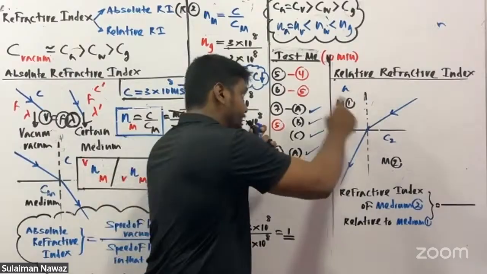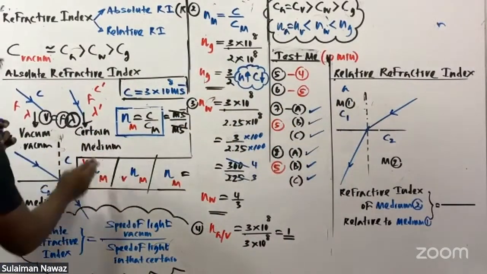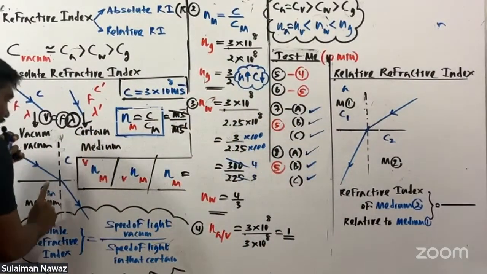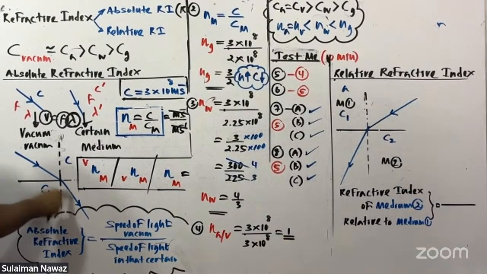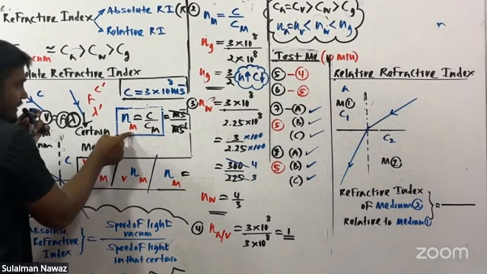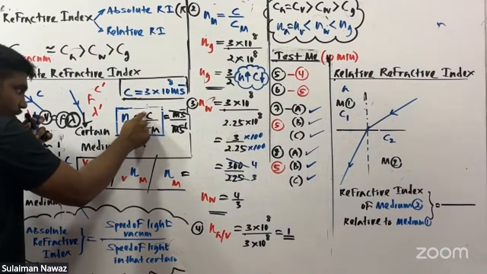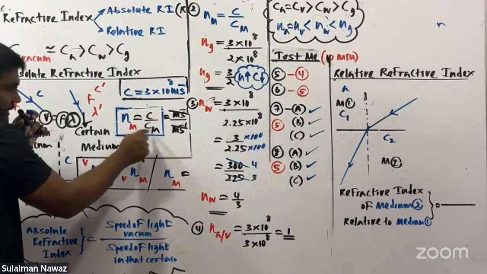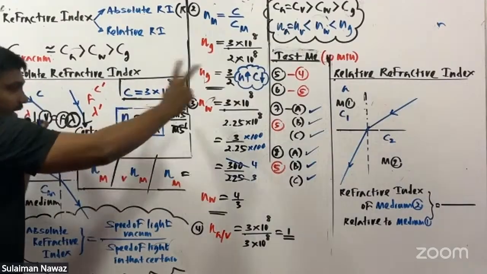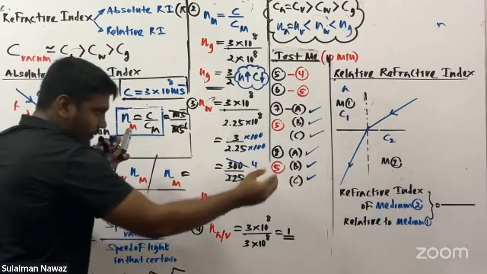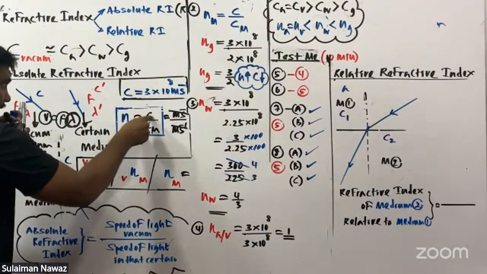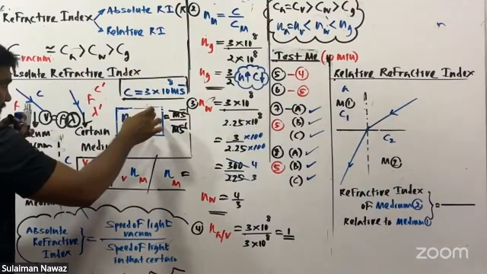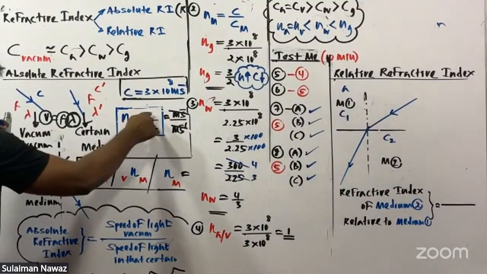Relative to medium 1. Absolute refractive index of a certain medium means the reduction in the speed in that medium relative to vacuum. Absolute refractive index means speed of light in vacuum over speed of light in that certain medium. From this we can derive the equation for the refractive index of medium 2 relative to medium 1. Here C means the speed in vacuum.